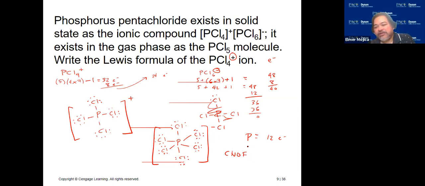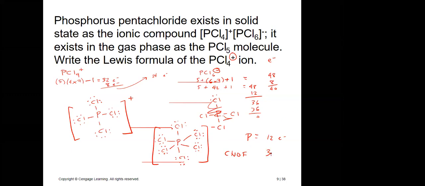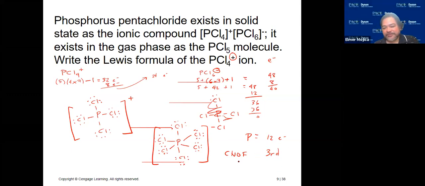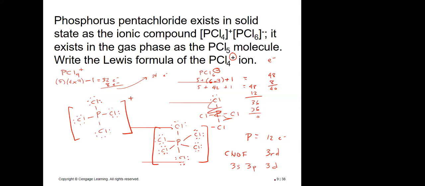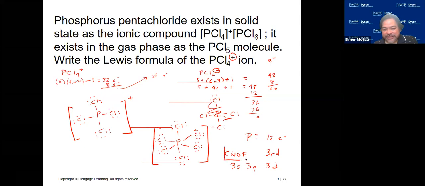Now you may ask yourself, why can it accommodate more than 8 electrons? If you look at the periodic table, what period is phosphorus? If you have your periodic table, what period is it? It is in the third period, right? So what do you have in the third period? You have a 3s, you have a 3p, and a 3d. Now, what's the reason why they are strict followers, C, N, O, and F? Where can you find them in the periodic table?